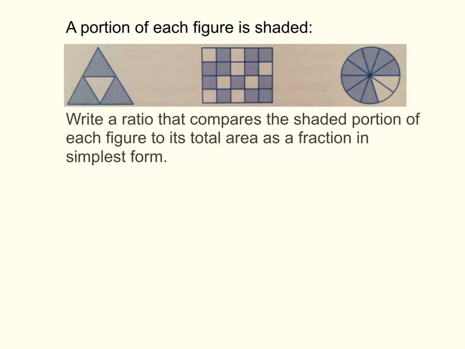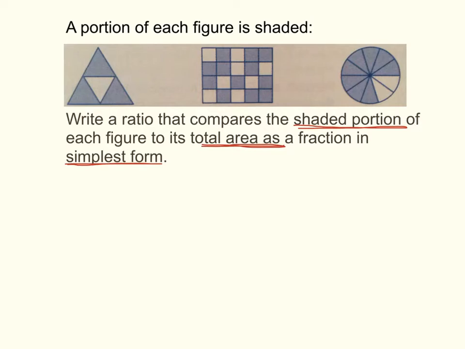So there are three important parts to this question. First, we have to find the shaded portion. Next, we compare it to the total area. And third, once we have the fraction, we have to make sure it's in its simplest form.